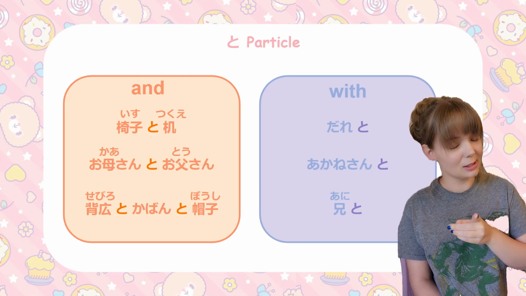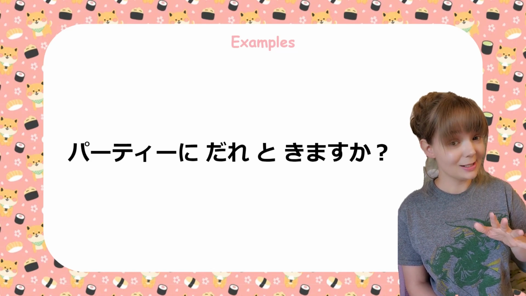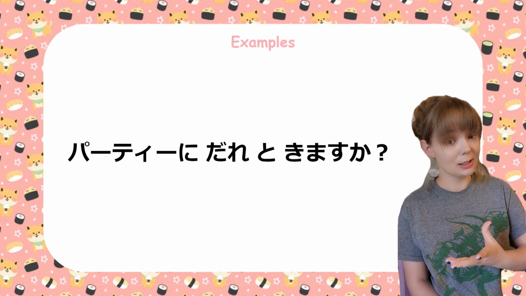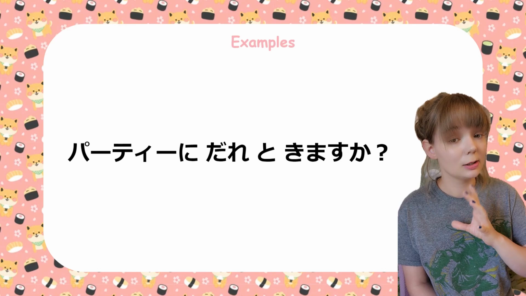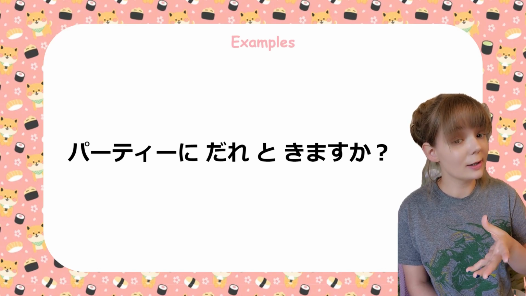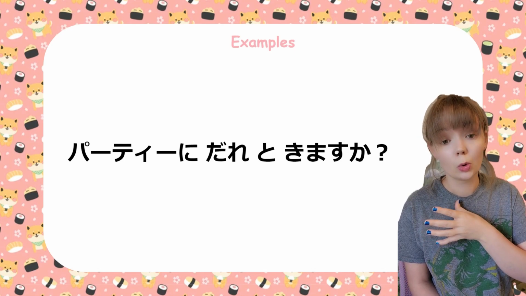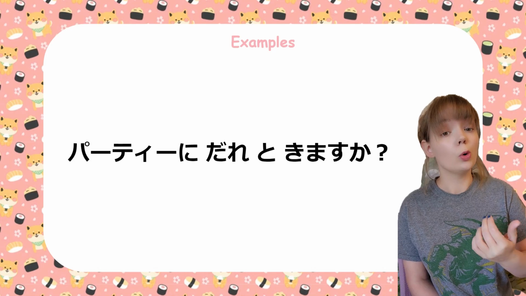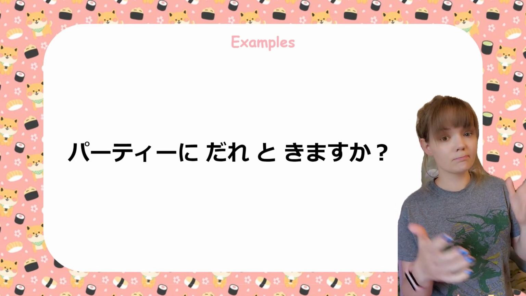Does that make sense? Okay, first example says, Party ni dare to kimasu ka? Party ni, to the party. Dare to kimasu ka? Dare to. There's only one noun here. So it's with who? With who will you come? To the party, with who will you come? Who is coming with you to the party?